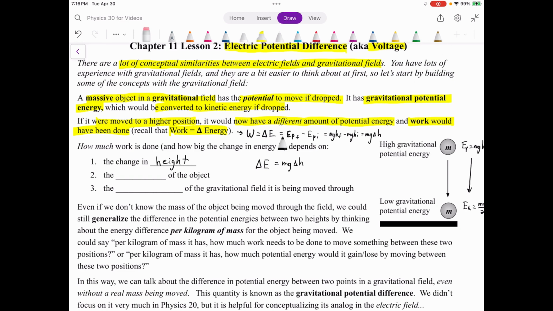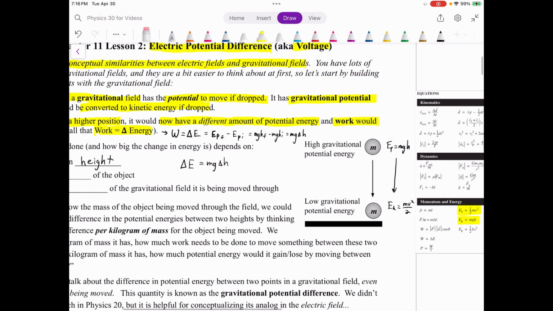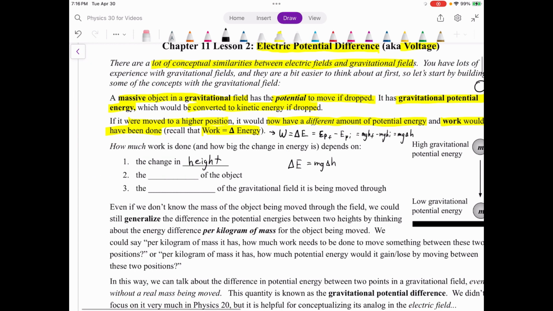But another way we could have done more work is if this object had more mass, right? So even if I lift it to the same height, if I take a different object with more mass and do the same thing, we can see that the change in potential energy would be even larger, right? Because again, it has more potential energy here, it has more potential energy here, so a bigger mass gets a bigger change in energy even if we lift it to the same height. It's in the equation there. Okay, so the mass of the object is also important.